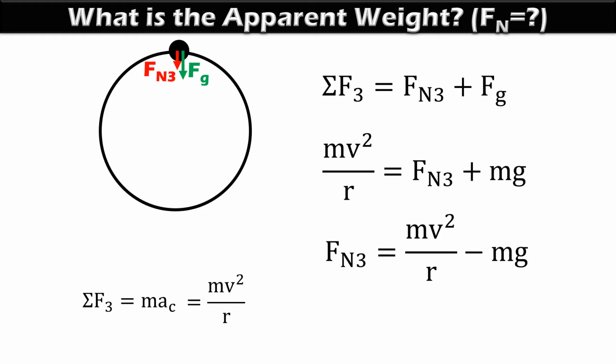So this is going to make us feel lighter than we normally would. If this term was equal to mg, then you'd have mg minus mg, and your apparent weight would be 0 newtons. You would feel weightless. Your apparent weight would be 0 newtons. So because there's this minus sign here, that means that the normal force at the top is less than you normally would feel.